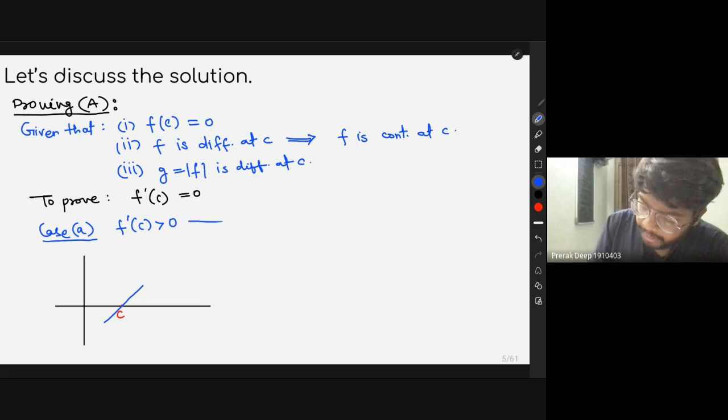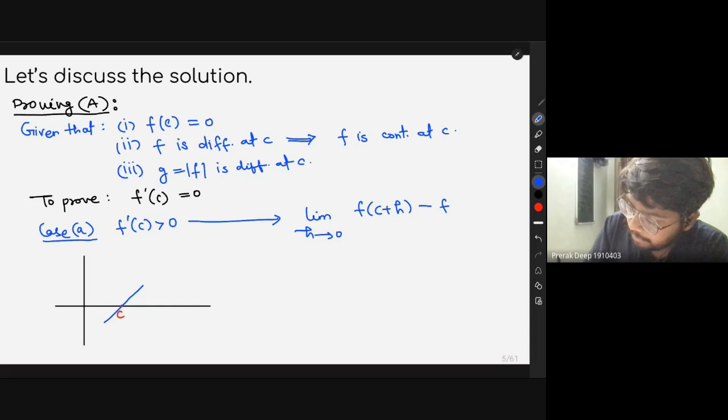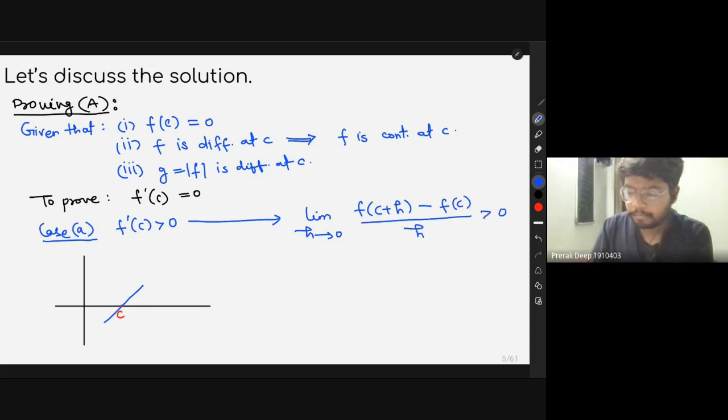And we are also assuming that this limit is positive. So what does this mean? That limit as h tends to 0, f of C plus h minus f of C divided by h, is positive. Basically, if you take any neighborhood of this C, the slope is positive. That means the difference between this point and the point at C, divided by h, is positive.